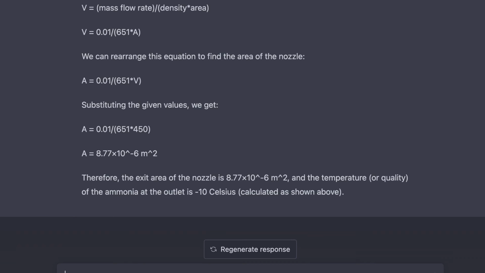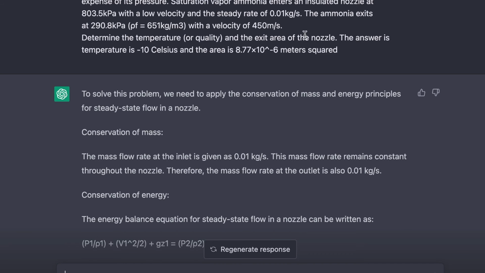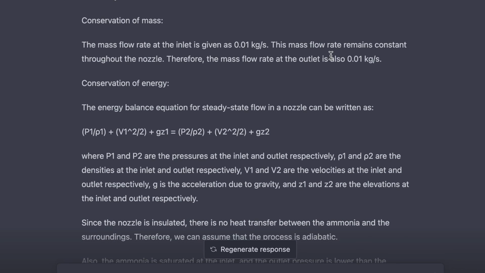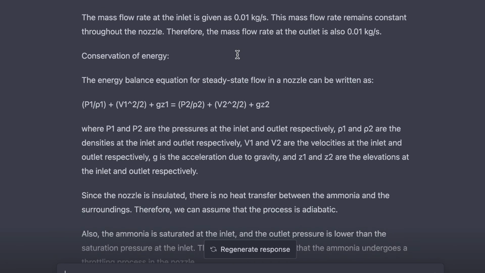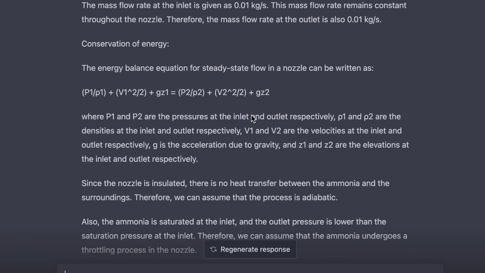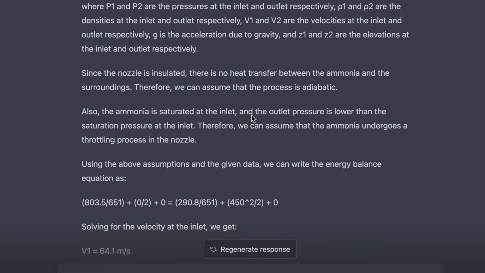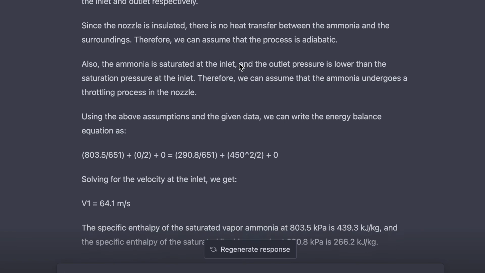But then I tried something else. What I said is, please solve this. Let me go back here. Please solve this and note that the answer is minus 10 Celsius and the area is 8.77 times 10 to the minus 6 meters squared. So here, and this is probably scarier from my perspective as a lecturer, as a teacher, as a professor on the subject, it goes with all those right sentences, mass conservation, etc. It uses Bernoulli equation here for whatever reason, which is not wrong. It's somewhat wrong, and it goes about solving it.